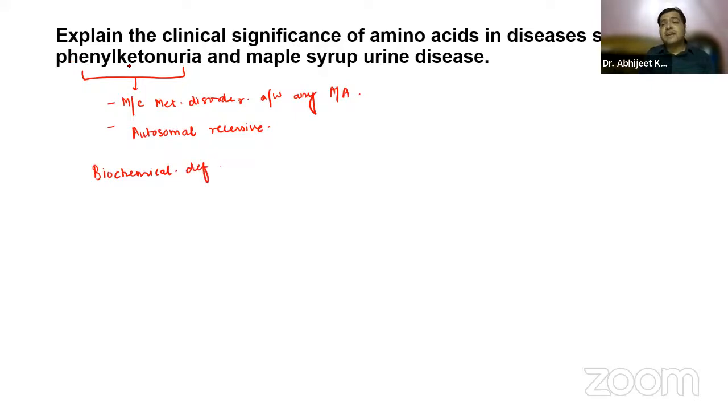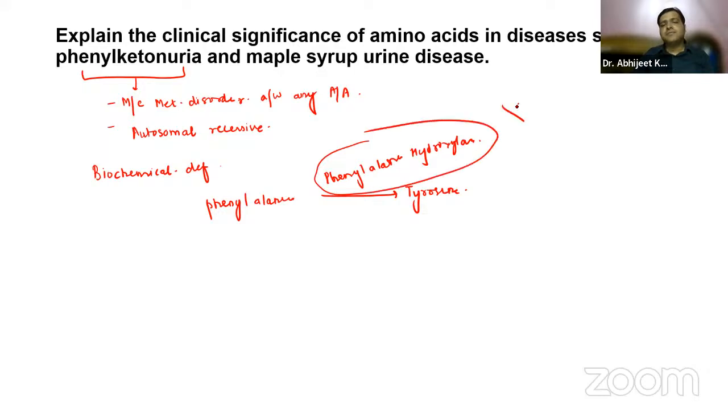Now, the name suggests phenylketonuria. So, obviously, we have phenylalanine, an amino acid that is converted into tyrosine with the help of the enzyme phenylalanine hydroxylase. Now, what will happen if this enzyme is defective? If this enzyme is not there, tyrosine will not be produced. So we will have a deficiency of tyrosine.